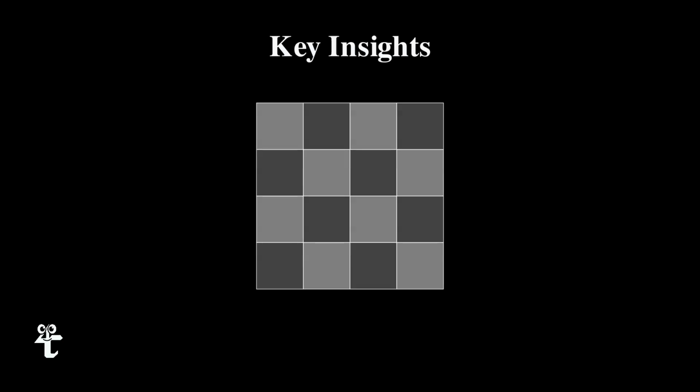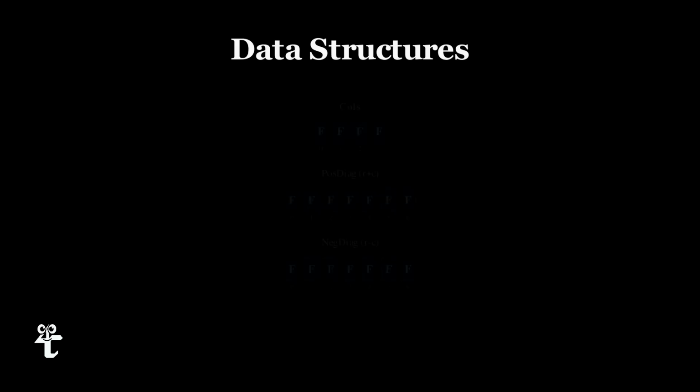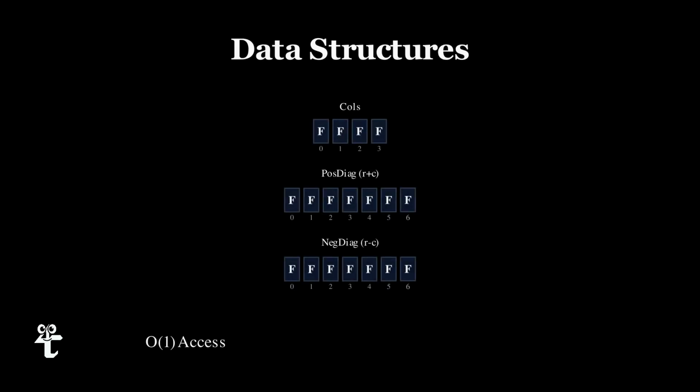To check attacks instantly, we observe that for any cell, the difference of row and column is unique to its main diagonal, and the sum is unique to its anti-diagonal. We can use 3 sets to track occupied columns, main diagonals, and anti-diagonals. This allows us to validate a move in constant time.